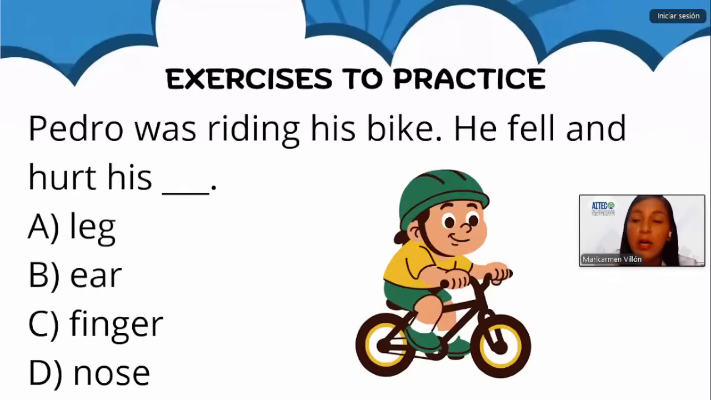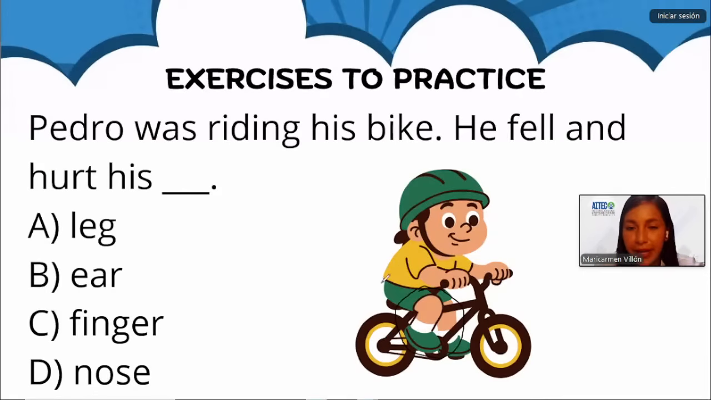All right, here we go. These are some activities you're going to have in the platform as well. So pay attention to this. Let's practice with vocabulary. Pedro was riding his bike. He fell and hurt his... What do you think he hurt? He fell and hurt... What do you think he hurt? Look, I'm pointing.